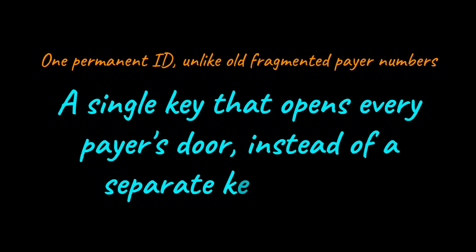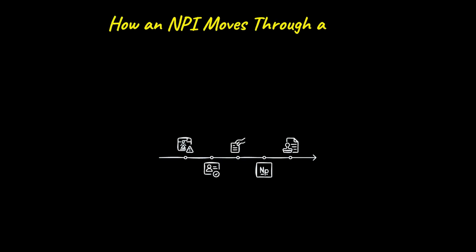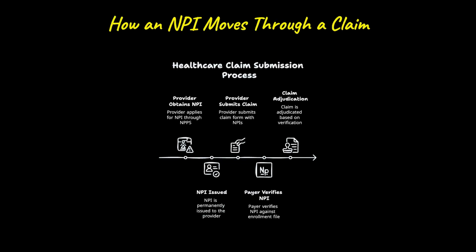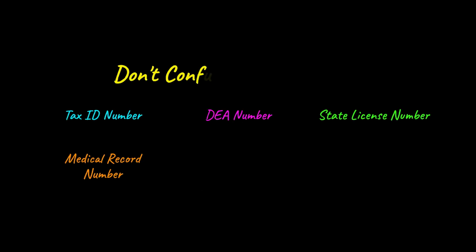Before 2007, providers juggled a different identifier for every payer, creating confusion and errors. The NPI replaced that patchwork with a single permanent identifier that follows the provider across payers, employers, and locations. Providers apply for an NPI through the enumeration system and keep it permanently. Every claim carries both the rendering provider's and billing provider's identifiers, and payers check these against their enrollment files to confirm the provider is authorized to bill.